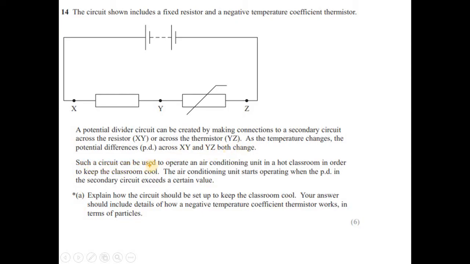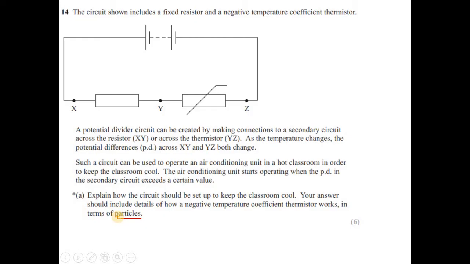Such a circuit can be used to operate an air conditioning unit in a hot classroom in order to keep the classroom cool. The air conditioning unit starts operating when the potential difference in the secondary circuit exceeds a certain value. Explain how the circuit should be set up to keep the classroom cool. Your answer should include detail of how a negative temperature coefficient thermistor works in terms of particles.